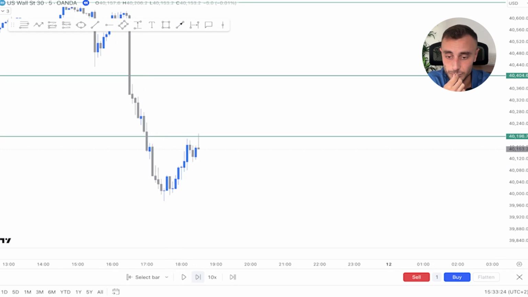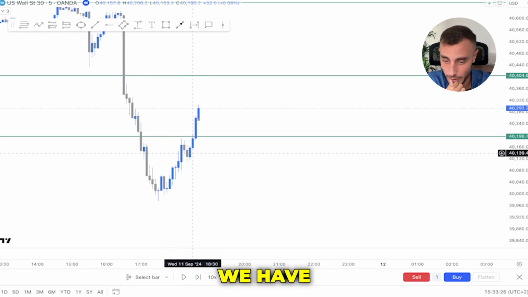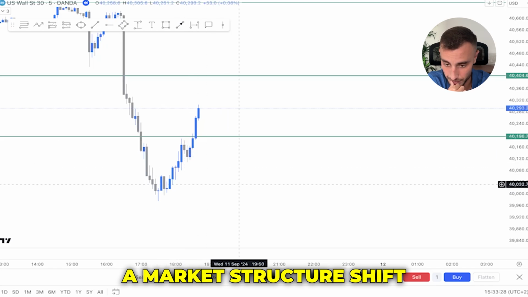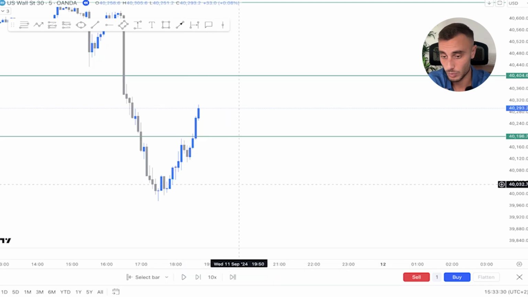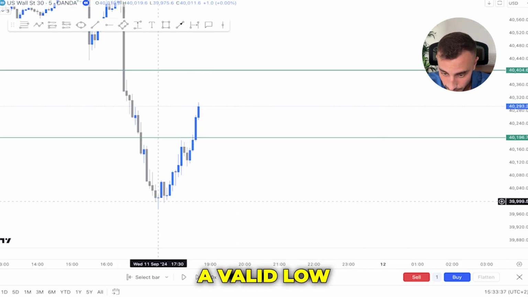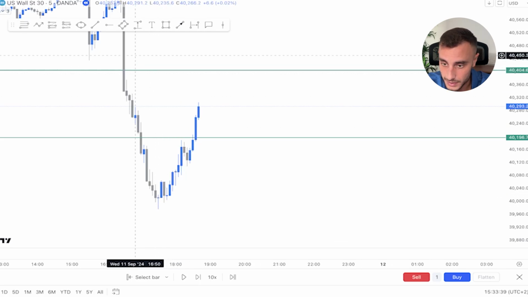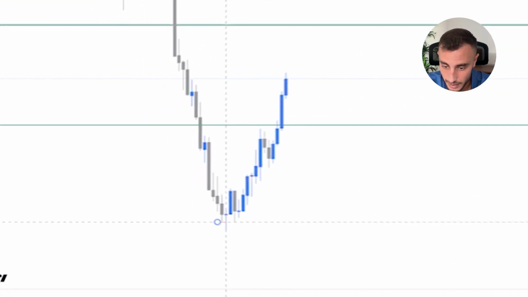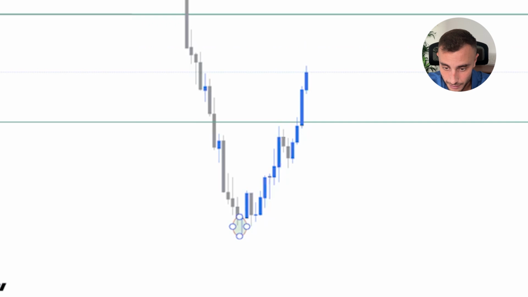And let's see. Okay, right here, we have a market structure shift. Why do we have a market structure shift? Well, we apply the same exact rule here as well when it comes to the valid highs and lows. So right here, we had a valid low. Okay, so this right here is our valid low. Then if we move higher, the first valid high is right here, okay? Then we created a valid low right here, and from there, the valid high was broken, okay?